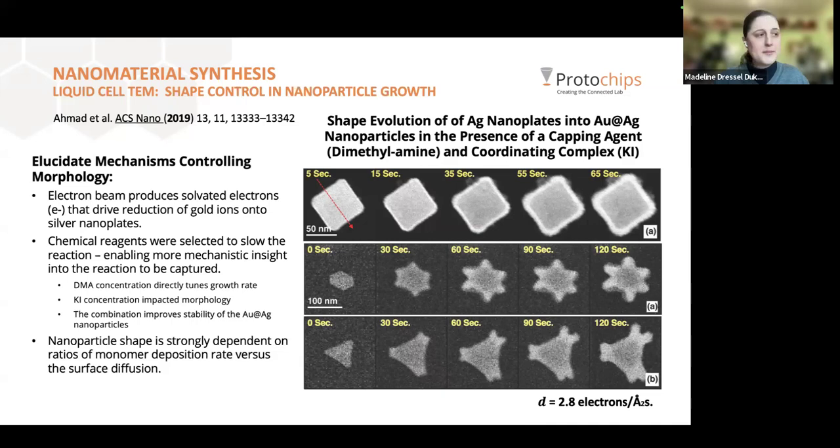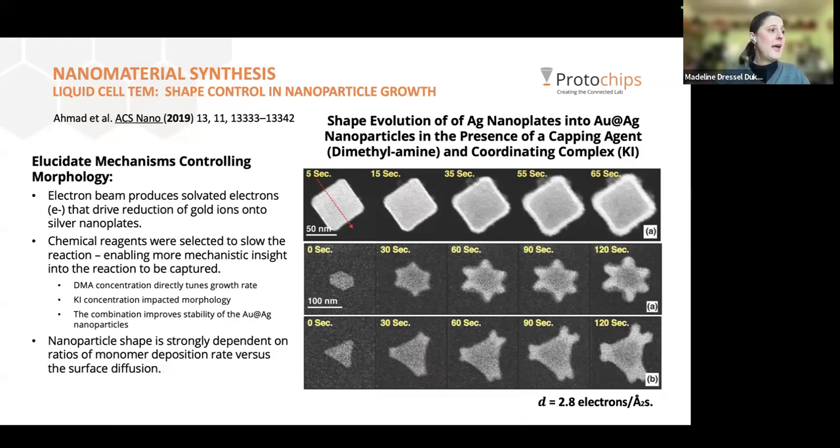So, starting with different shapes in the presence of a capping agent, which is dimethylamine, and a coordinating complex, potassium iodide. These are different experiments using the beam to produce the solvated electrons that will then plate these gold ions onto the silver nanoplate. And they picked the concentrations essentially to slow down the growth, because it has to be slow enough that the camera can capture it.